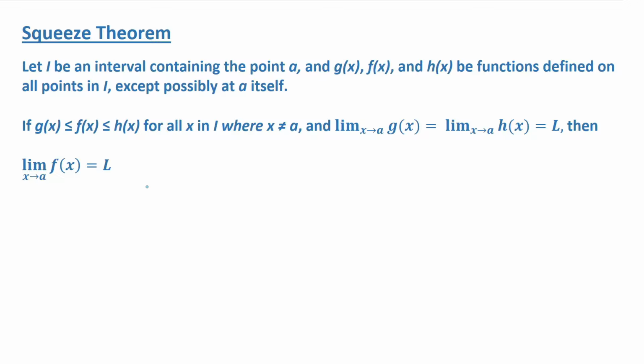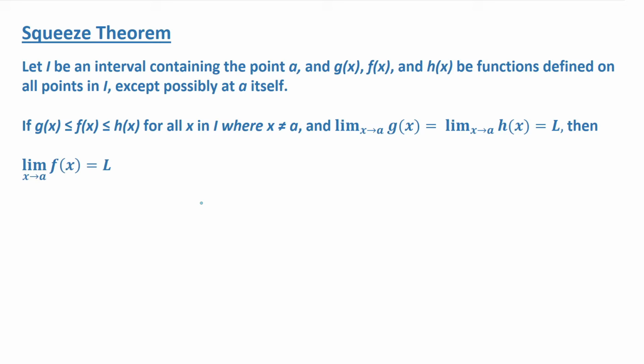So let's say we have an interval I containing the point a, which is the point we're trying to approach the limit from, and g of x, f of x, and h of x are functions defined on all points in the interval I, except for possibly the point a itself. We don't need the functions to be defined at the point a, because if it were for f of x, which is the function we're trying to find the limit for, then we could just plug in the value a, and we wouldn't even need to use the squeeze theorem in the first place. If g of x is less than or equal to f of x, which is less than or equal to h of x for all x in I except for a itself, and the limit as x approaches a of g of x is equal to the limit as x approaches a of h of x equals L, then the limit as x approaches a of f of x is equal to L.